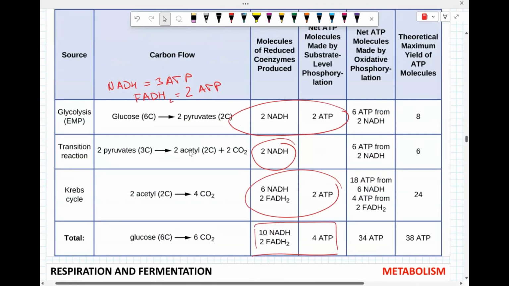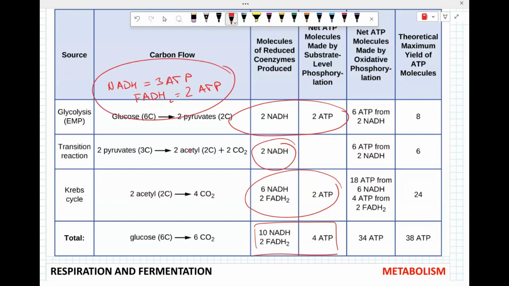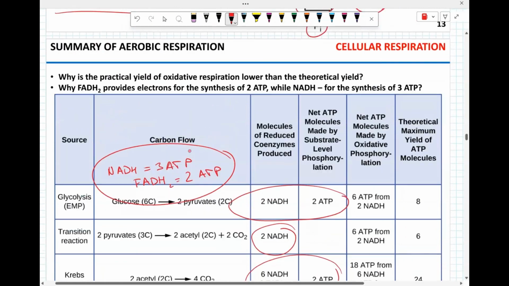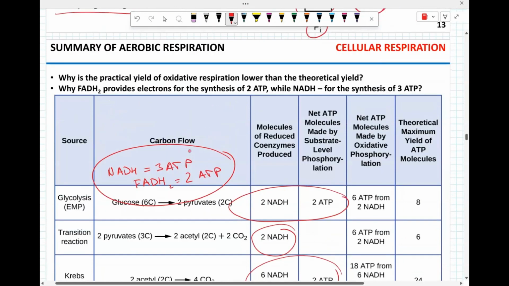So when you consider this equation, it's very easy to understand that the total possible theoretical maximum outcome of cellular respiration is 38 molecules of ATP. You can do the math yourself. However, it's never 38. Okay? A practical yield of oxidative respiration is always lower than the theoretical one.